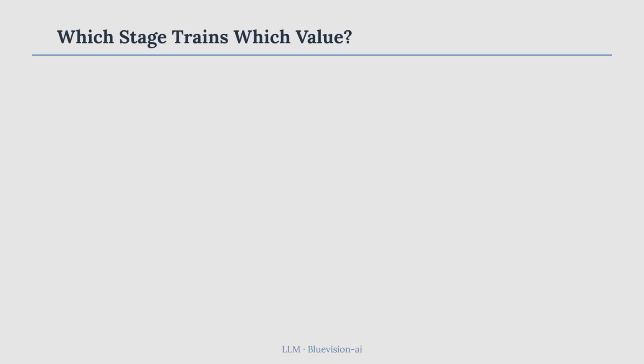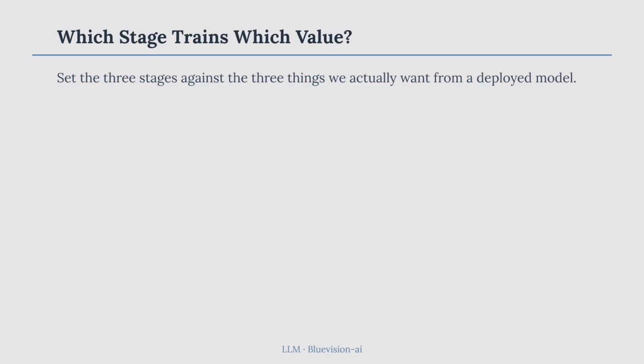One last way to look at the pipeline. Set the 3 training stages against the 3 things we actually want out of a deployed model. Helpful, harmless, honest. Pre-training. Look at that row. Nothing. Not one of the 3. Pre-training gives you capability, and capability is no kind of value at all.